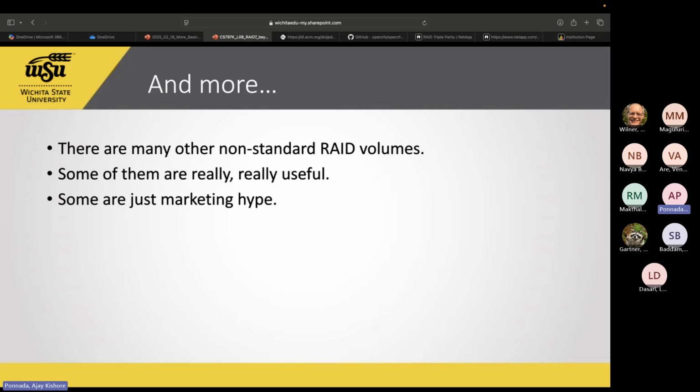There are many more non-standard RAID volumes like WAFL. Some of them are really useful, and some of them are just marketing hype. There are useful RAIDs that we can go ahead and use, and some that are not really useful. They are just for marketing hype to market their products.